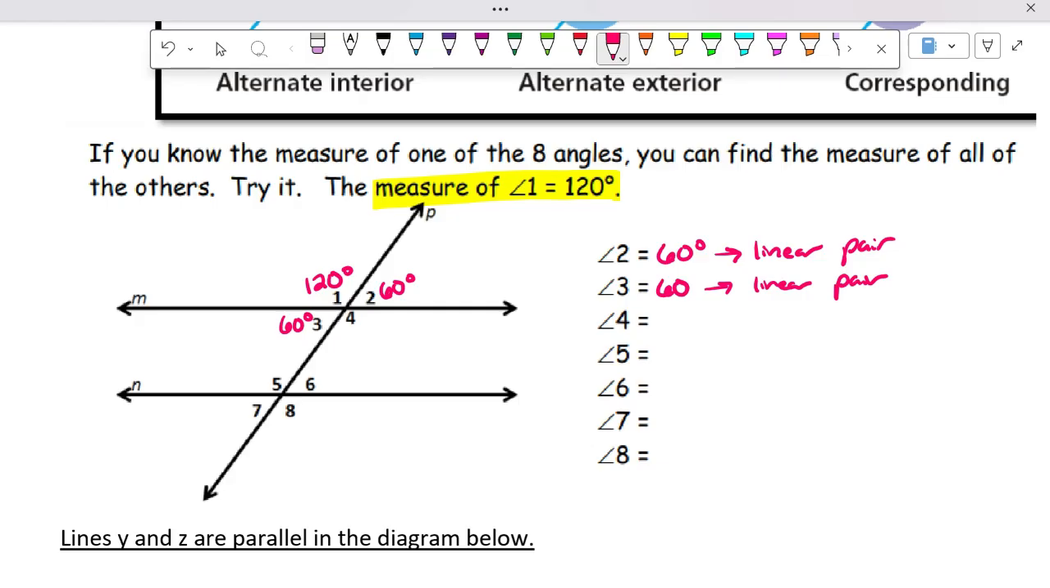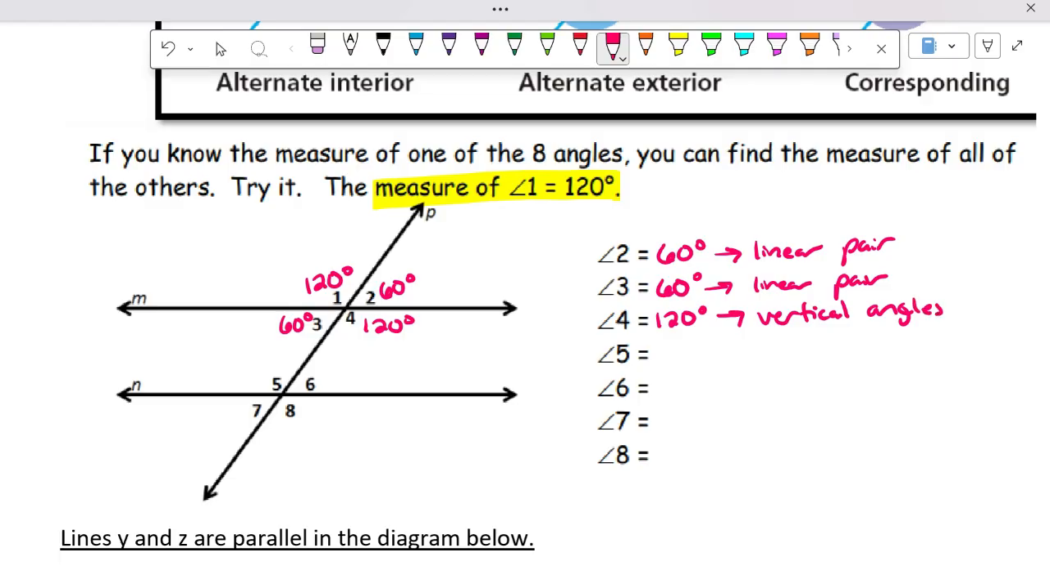What about 4? What do you think it is? 120. What's the connection to angle 1? It's not linear. Look at the shape. Angle 1 to angle 4. They don't share a side, but they do share a vertex. We already know they're congruent, but that makes them what type of angles? Look back at your notes if you don't know, guys. We already discussed this. It makes them vertical. Good. So vertical angles.